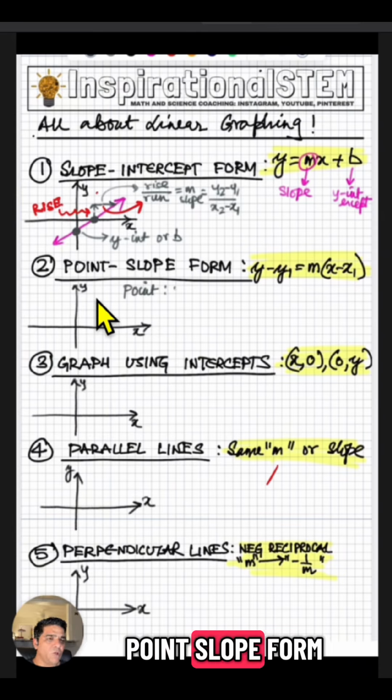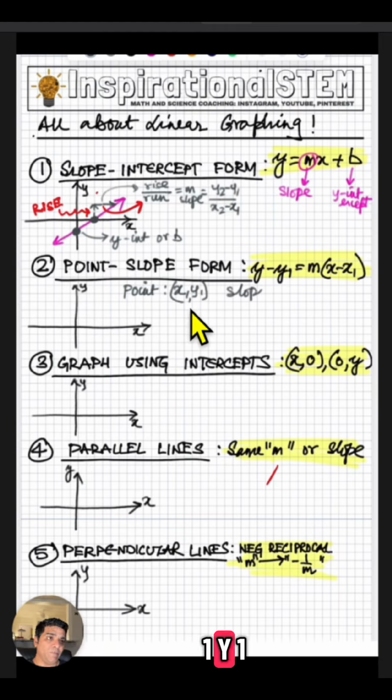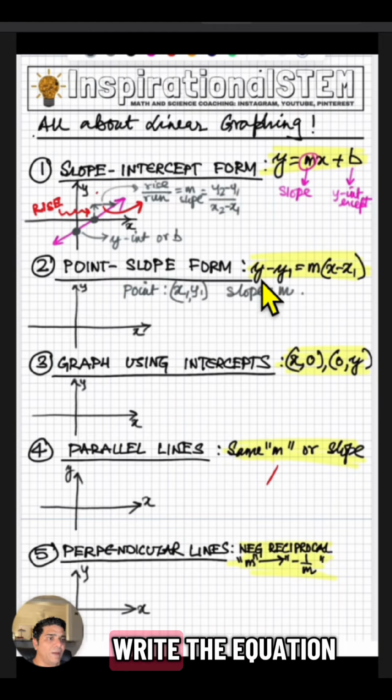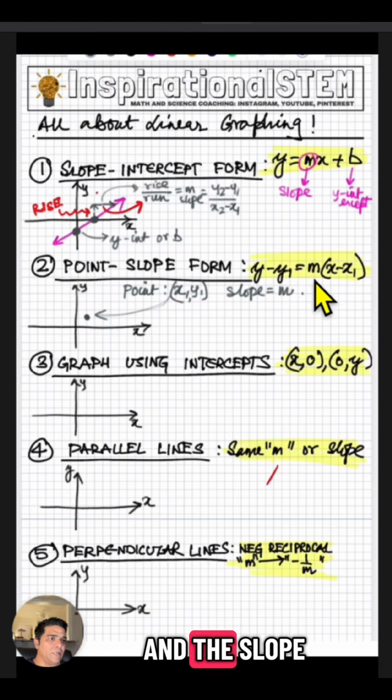Next is the point-slope form. Again, another very important thing to remember. So you're given a point x1, y1 and you're given the slope m. So you just write the equation as y minus y1 equals m times x minus x1. The given point is going to be substituted here, x1 and y1, and the slope that you have will be substituted here as m.